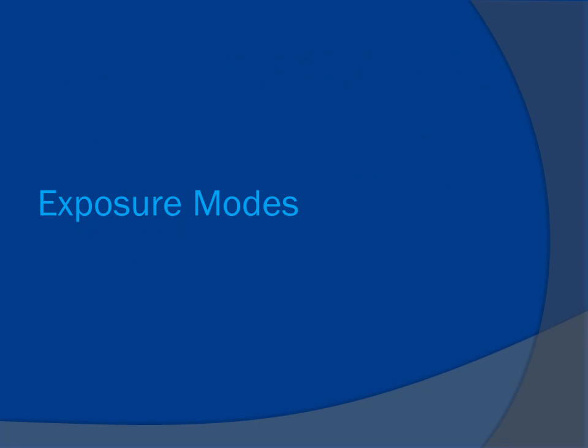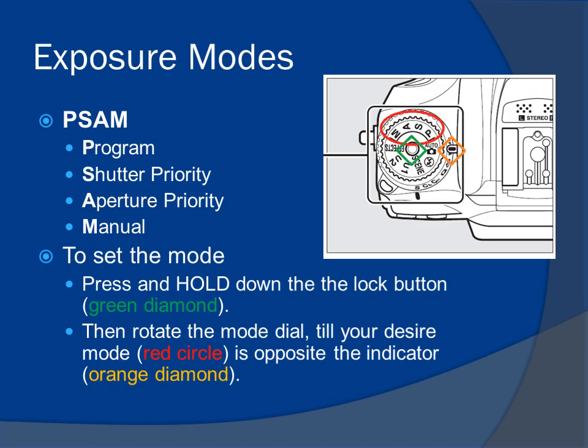Exposure modes. To set it, on the top of the camera, on the left side, there is a dial. That is the exposure mode dial. PSAM stands for Program, Shutter Priority, Aperture Priority, and Manual, PSAM.